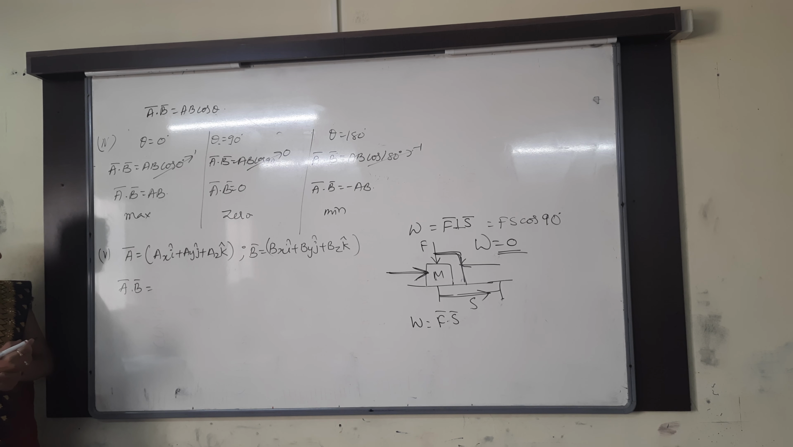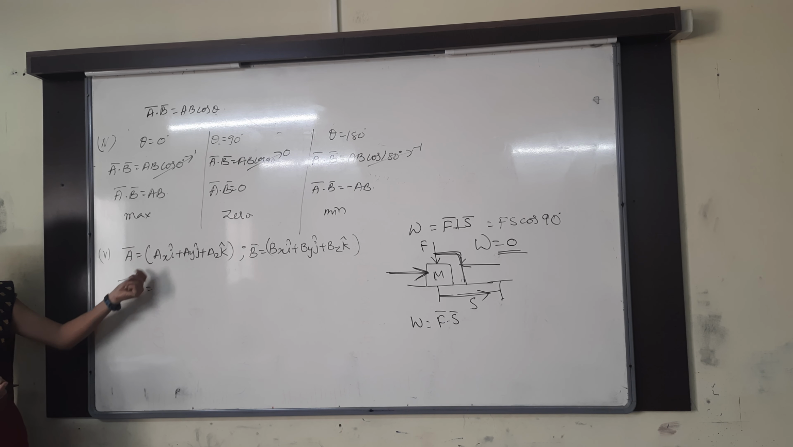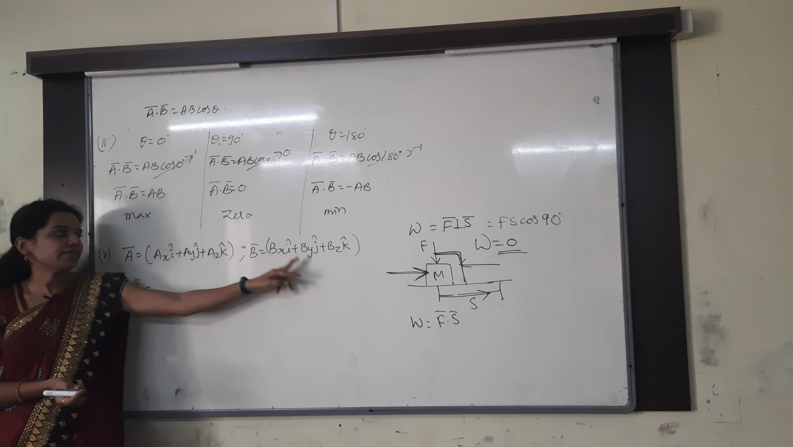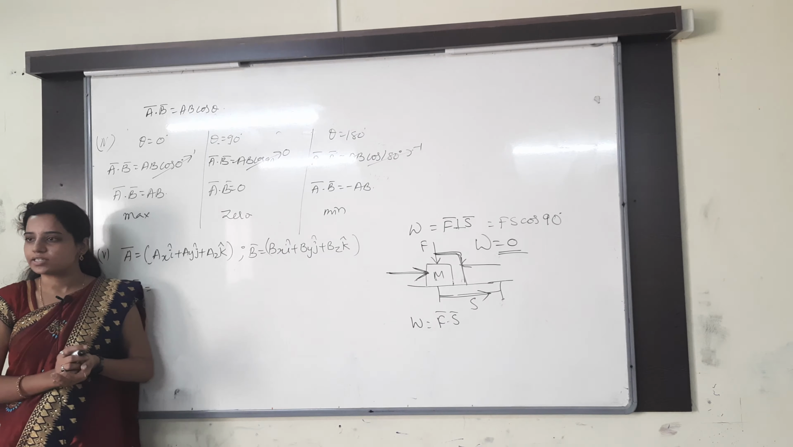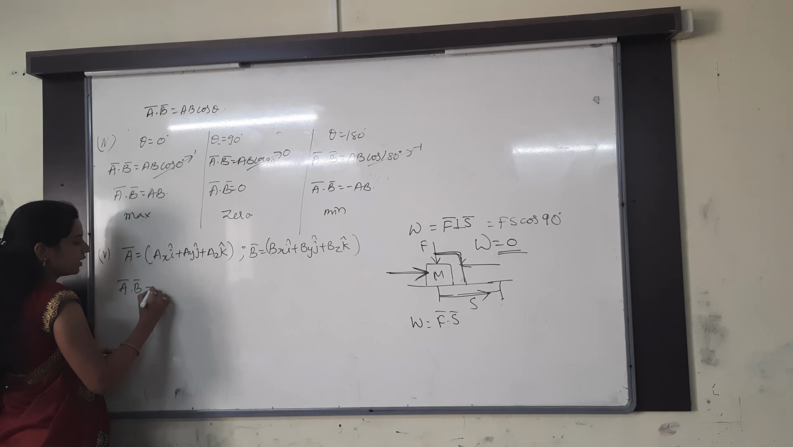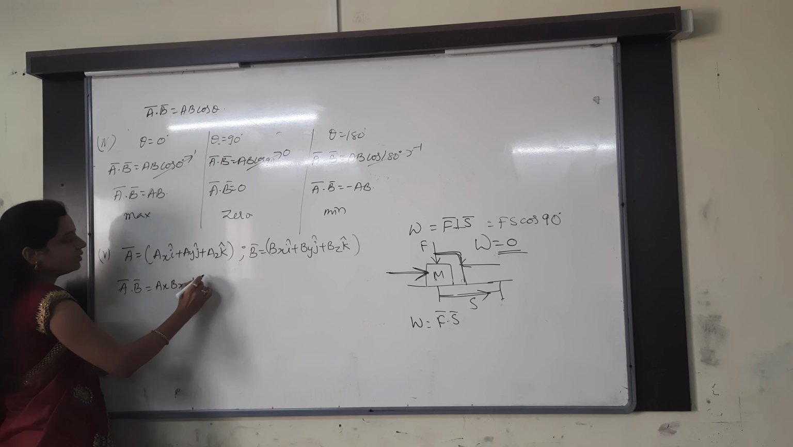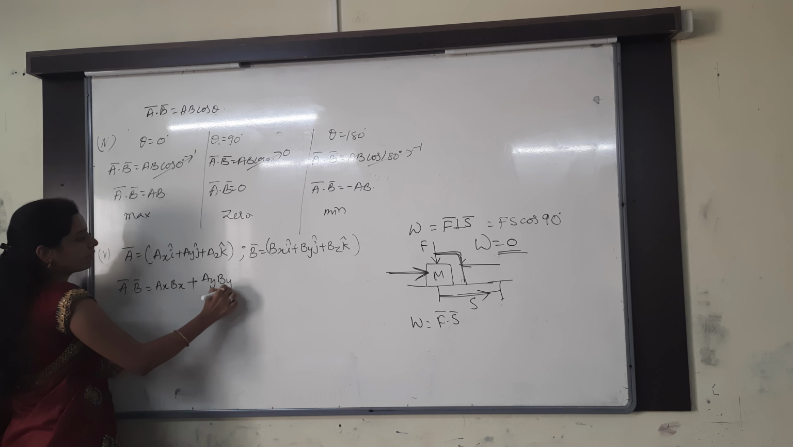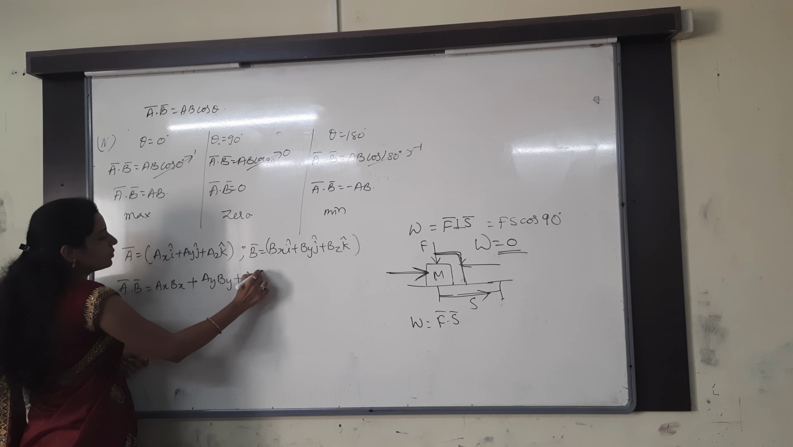A plus B is different. A plus B is a square root you have to do. A dot B is nothing but what you have to do: multiply X with X, Y with Y, and then Z with Z. You understand, right? So multiply X with X. How much is that? AX BX plus AY BY and then plus AZ BZ.